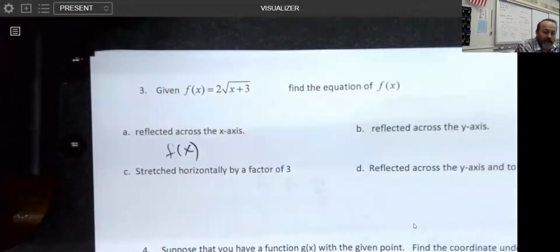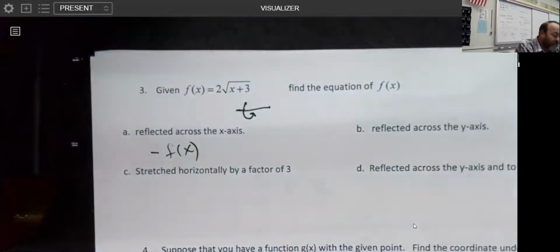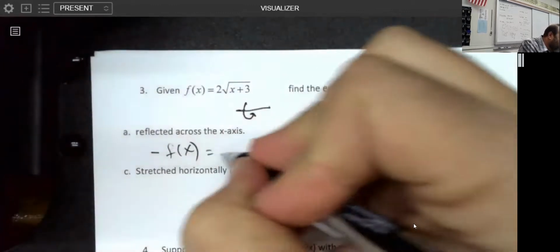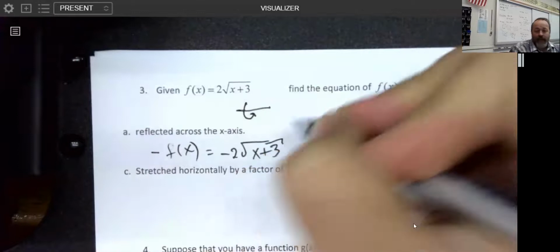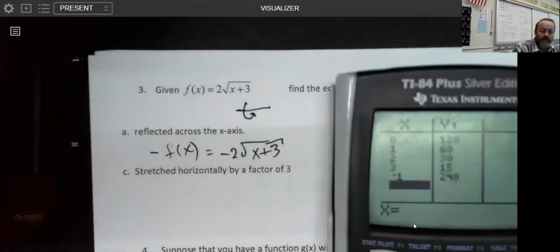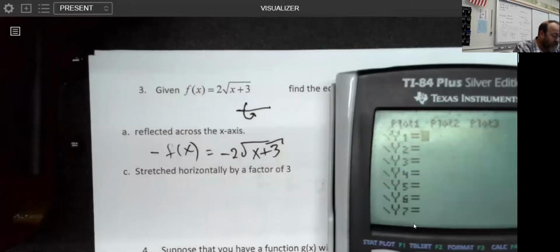Remember, if you're going to flip something across the x-axis, it flips in this direction. All I need to do is put a negative in front. So all I would have is the original function with a negative in front. Keep in mind, one thing I'm trying to get you to do a lot of is check your answers. My original function was 2 square roots of x plus 3, and I just put a negative 2 in front, and let's see what happens.